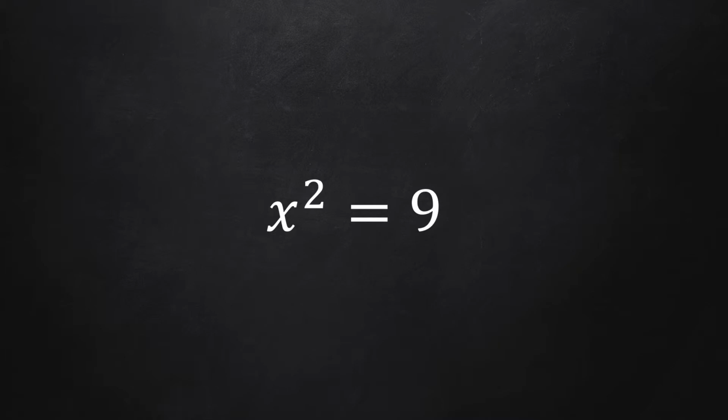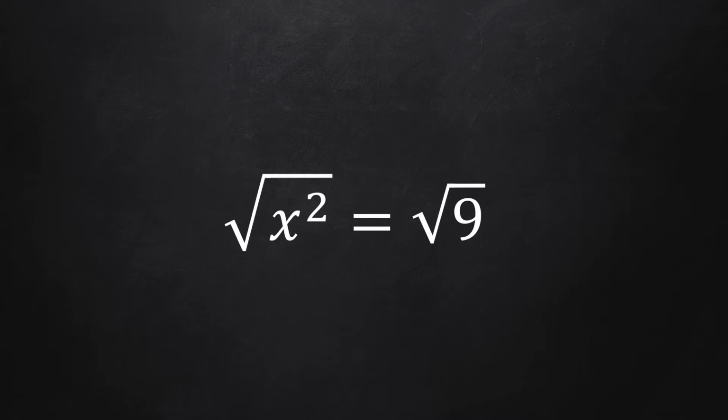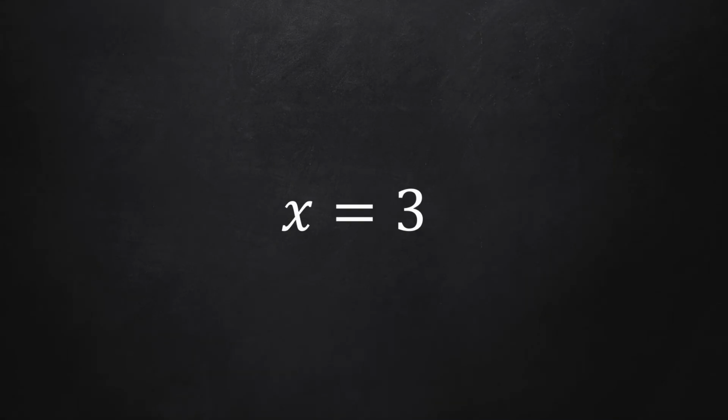These methods aren't limited to addition, subtraction, multiplication, and division. Here we have x squared equals 9. To get x alone, we have to take the square root of both sides. We see that x equals 3.